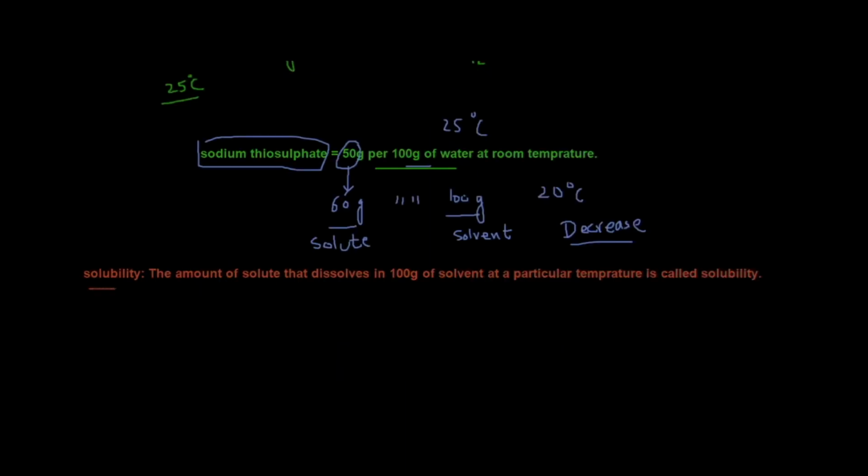So now come to the definition of solubility. Solubility is the amount of solute that dissolves in 100 gram of solvent at a particular temperature. So we need the number of grams of solute that should be added in 100 gram of solvent.